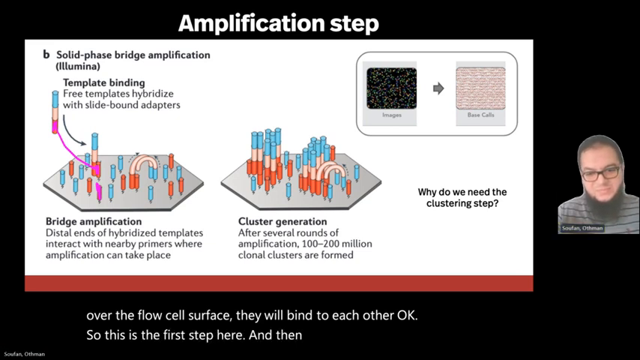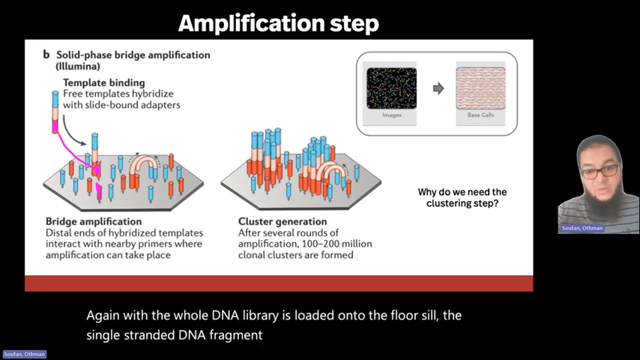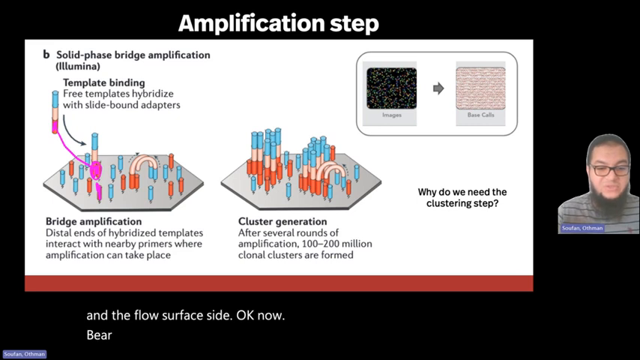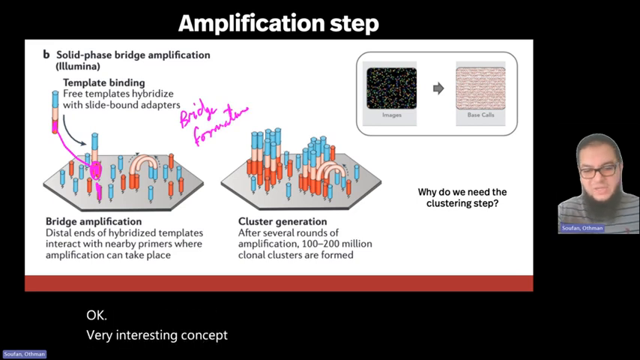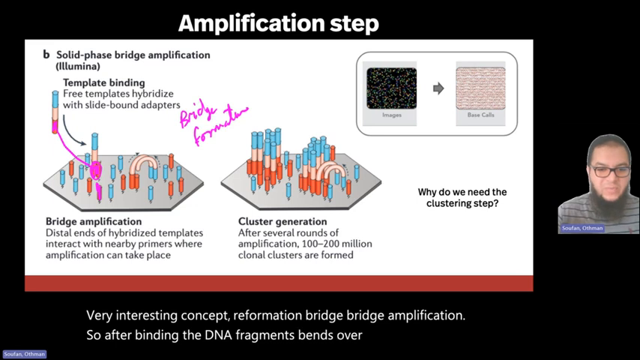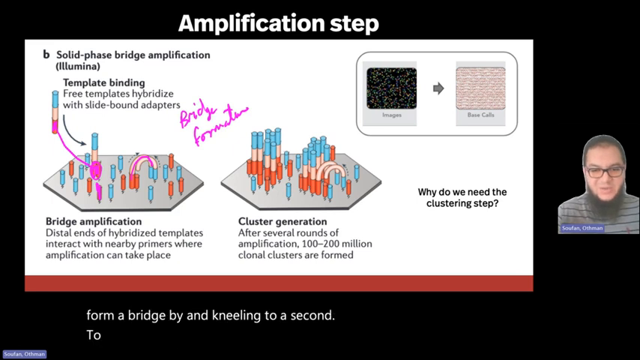And then, when the whole DNA library is loaded onto the flow cell, the single-stranded DNA fragments bind to the complementary primers on the flow cell surface. Now, bear with me for what's called the bridge formation. Very interesting concept: bridge formation, bridge amplification. After binding, the DNA fragment bends over to form a bridge by annealing to a second primer on the flow cell. This is where the bridge amplification comes from.